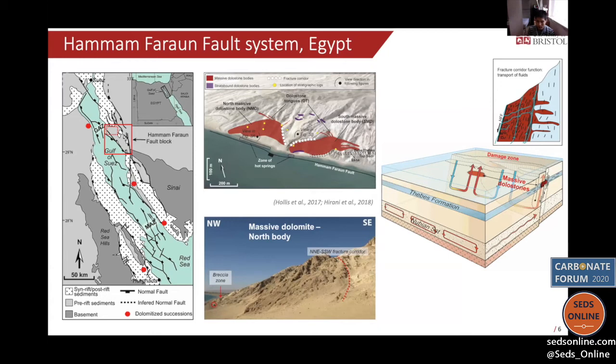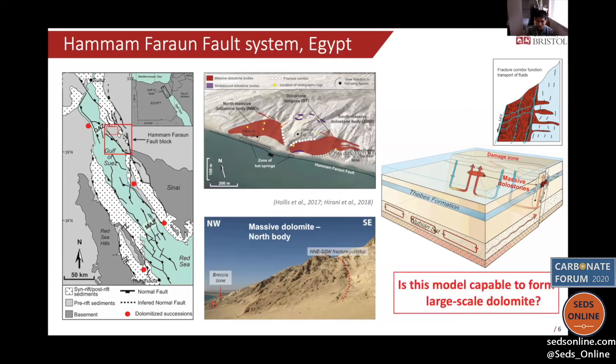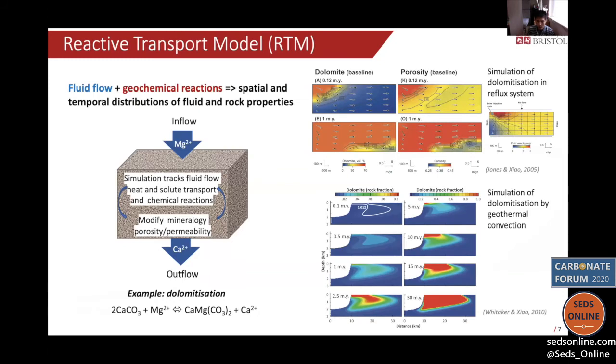You can see that this is a nice concept and was supported by geochemical and isotopic data. However, the questions are: how realistic is this idea, and is this model capable of forming large-scale dolomite? To evaluate this concept, we have used reactive transport modeling, or RTM.